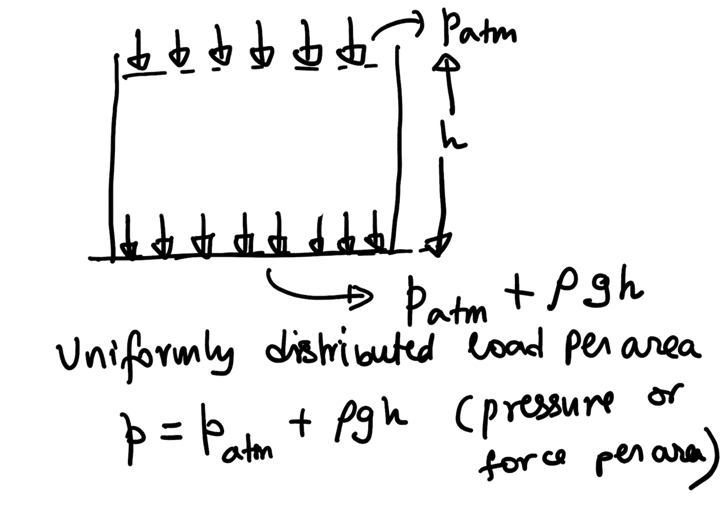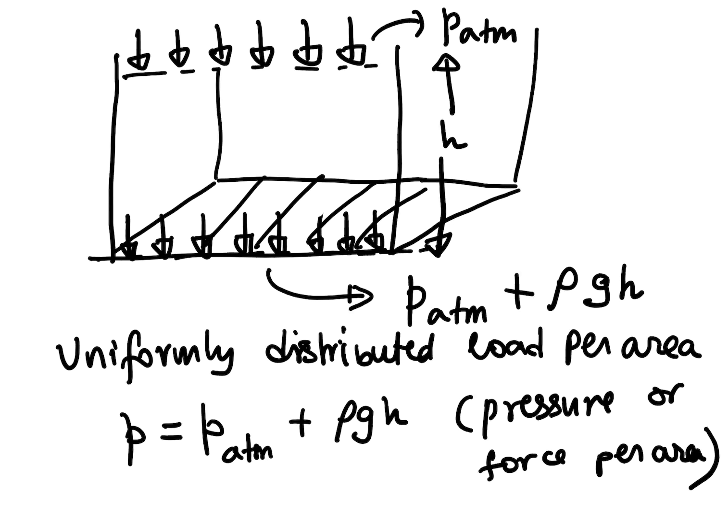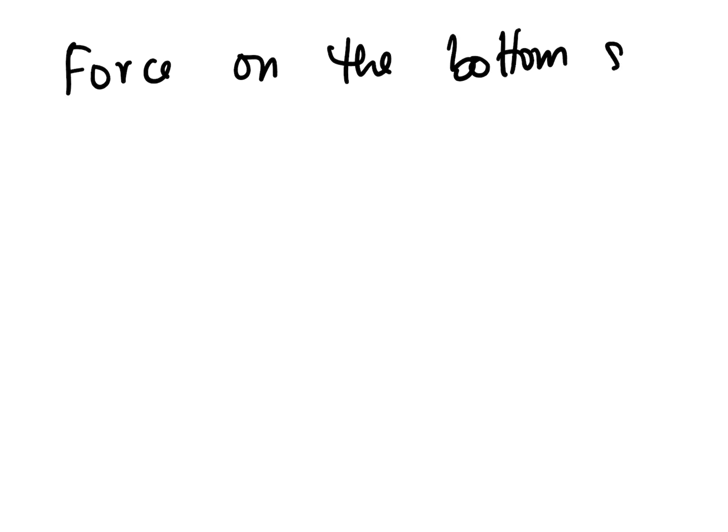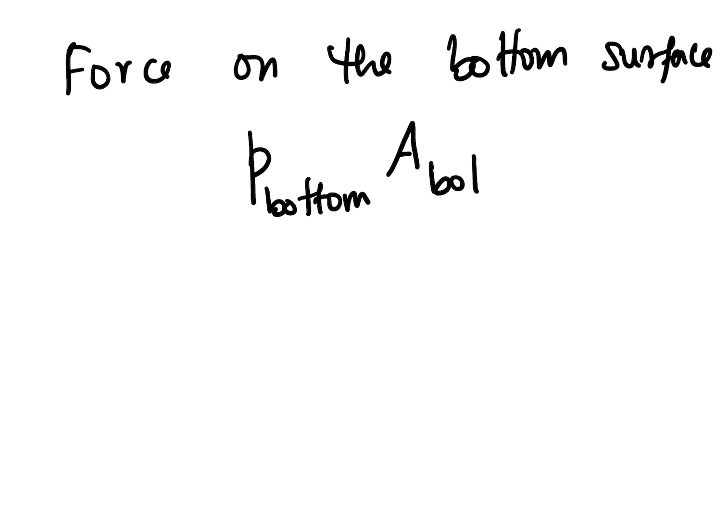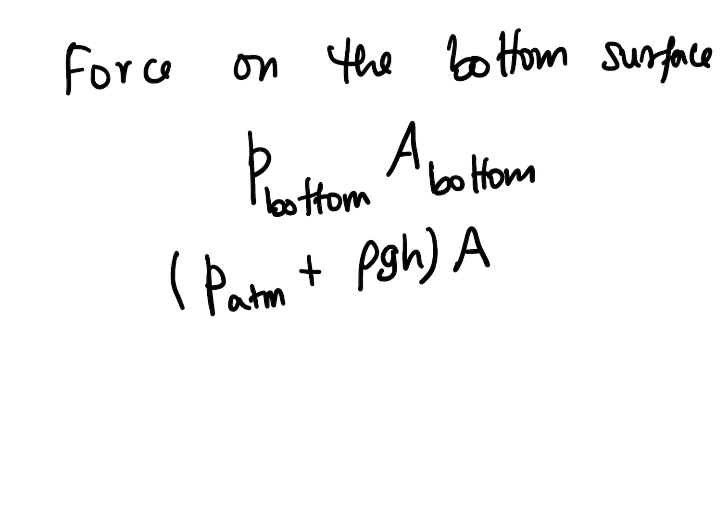So what you have here is the pressure at the bottom face is P atmosphere plus rho gh. Now suppose the bottom face, as you know, is rectangular in cross section and has an area of A. We are going to say the force on the bottom face or bottom surface is going to be the pressure at the bottom at that depth multiplied by the area of the bottom. So I'll just write this as P atmosphere plus rho gh times A.